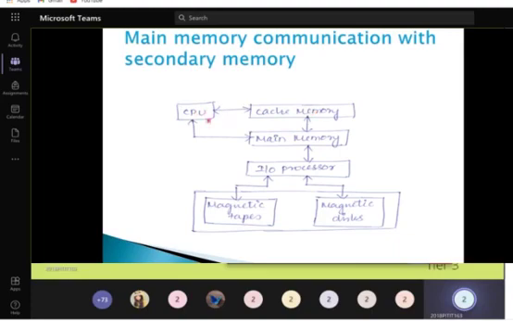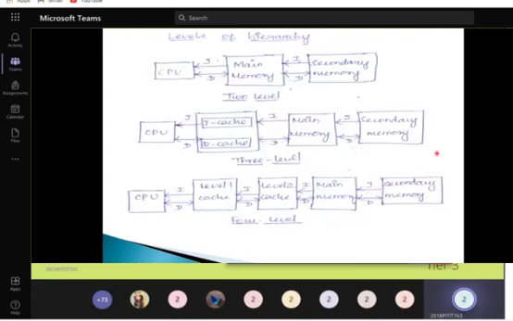So the content, whatever the operation it's going to perform, will be communicating with the CPU where the processing takes place, and again the data will be stored in the magnetic tape or magnetic disk, that is, in the secondary storage. So this is how the communication is happening between the main memory and the secondary memory.